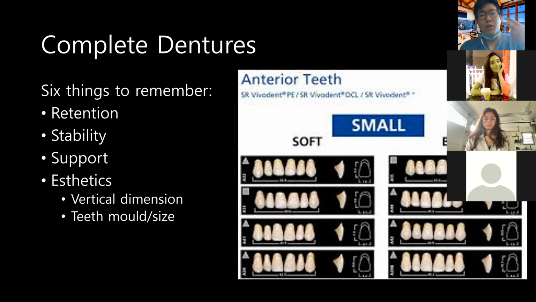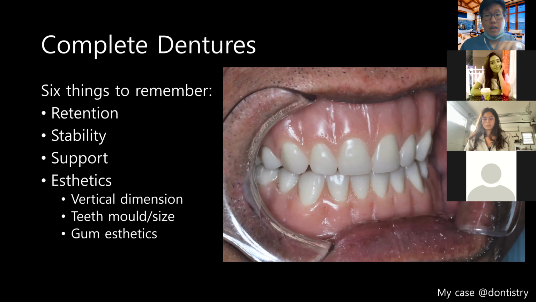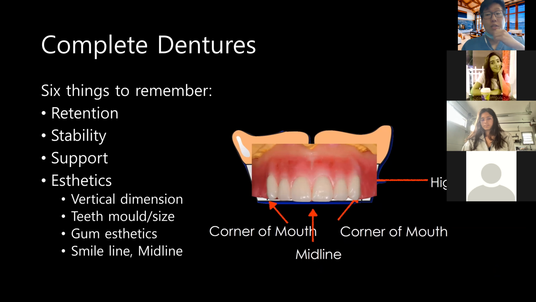If a patient is male and has a rough personality, you can go for square looking teeth. Whereas if a patient is a female and maybe not as rough in personality, you can go for rounded teeth. It all depends on their personality. And also you have to make sure the gum aesthetics look natural as well. And obviously how high your smile is will matter, and where the midline is will matter also.